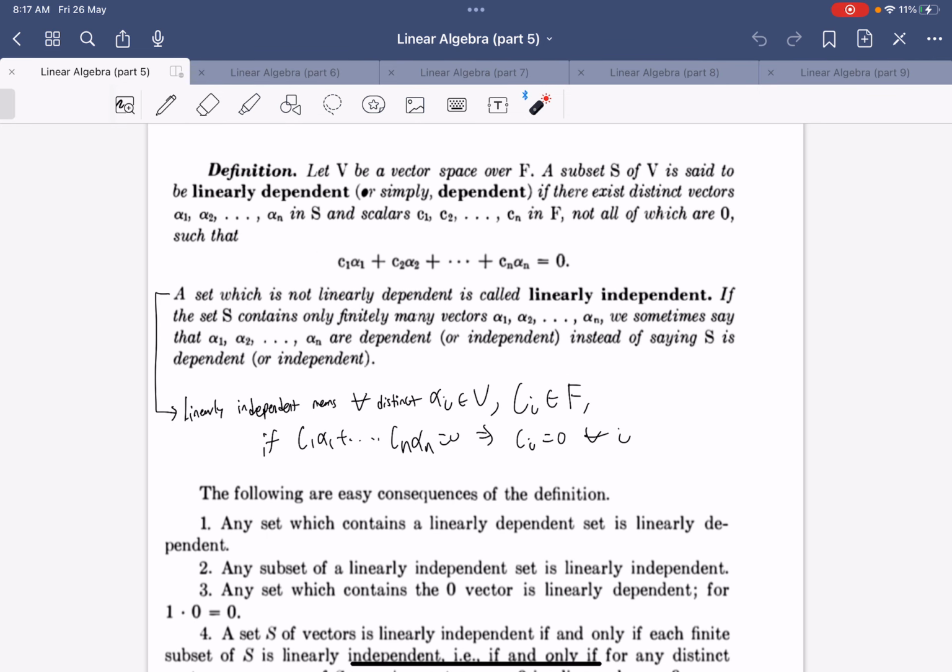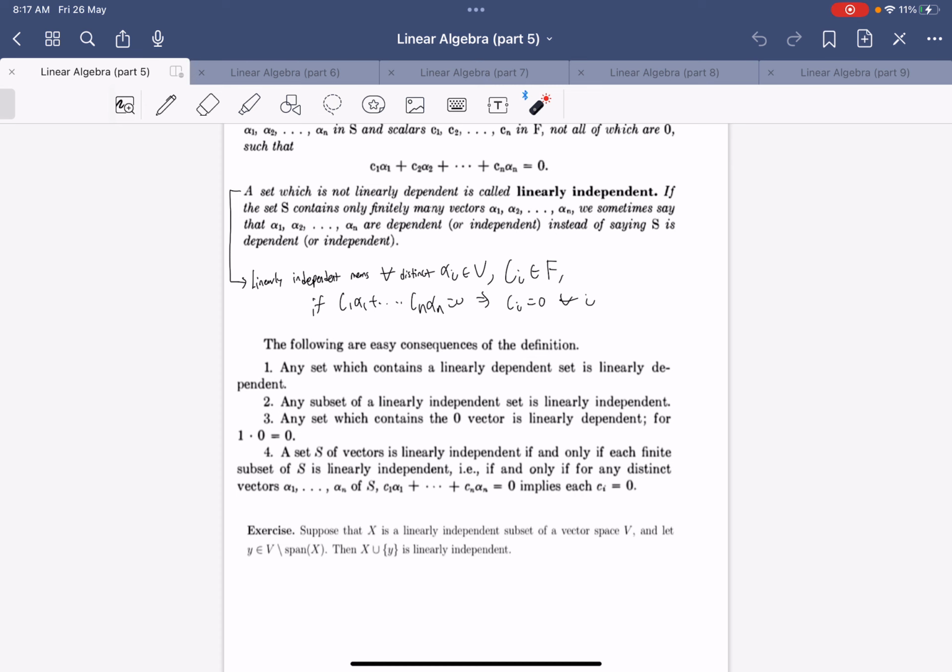Well, we define a set to be linearly dependent if there exist distinct vectors and scalars, not all zero, such that this linear equation is consistent. And a set that is not linearly dependent will be known as linearly independent. It is saying that for all these distinct vectors, if this linear equation holds true, then all the scalars must equal 0. That's what it means to be linearly independent.